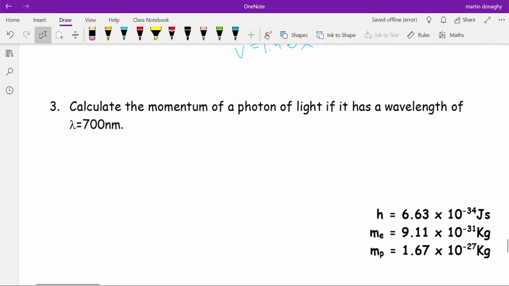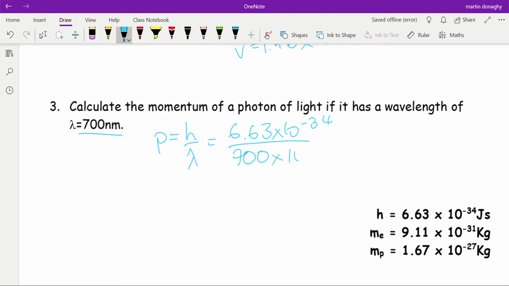Last one, calculate the momentum of a photon. That is the correct spelling there. So we're looking at a photon of light if it has a wavelength of 700 nanometers. So we're looking at the momentum carried really in a red photon because that's what this relates to. So our momentum of our photon is just Planck's constant divided by the wavelength. Remember to convert from your nanometers into meters, and that gives you 9.47 by 10 to the minus 28. It's a momentum, which usually would be kilograms, mass multiplied with velocity, so kilograms meters per second.